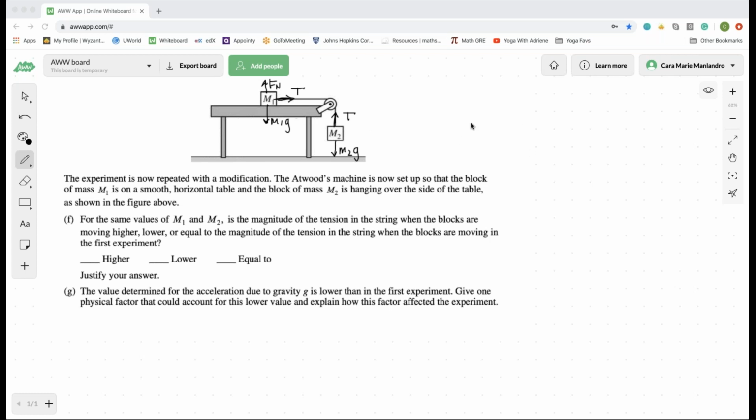All right, so let's compare this situation to the other situation. I had M1G and tension. I had it going over a pulley, terrible pulley, to tension and M2G. All right, so which situation do we think is going to have the higher tension? So just do some logic. What do you think?